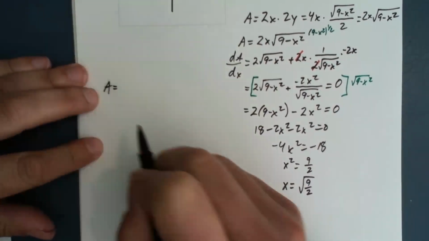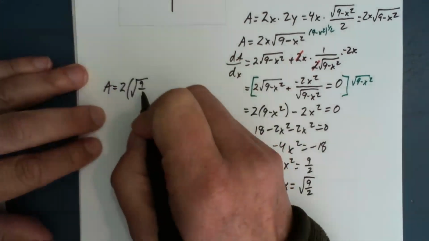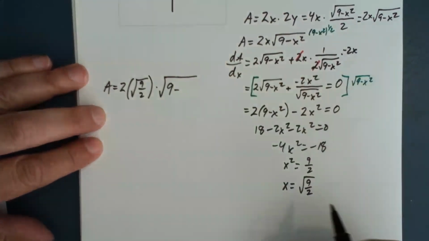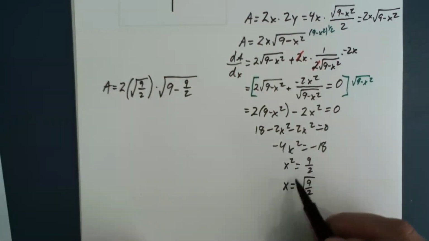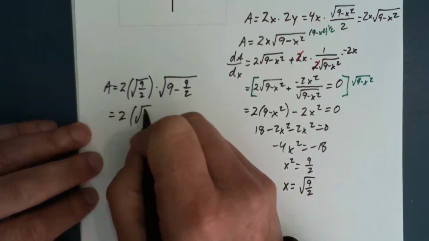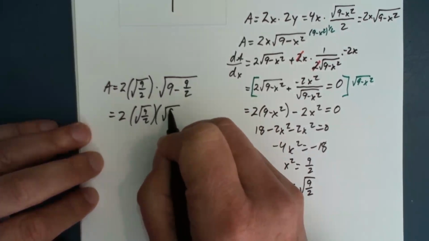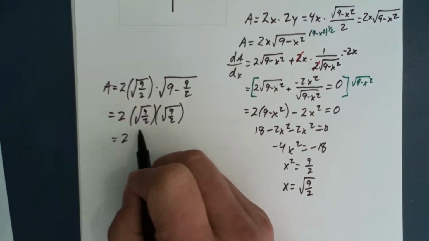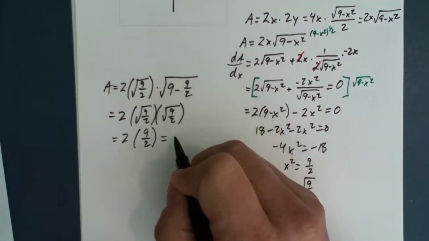So area is going to be, and we're here, 2 times the square root of 9/2 times the square root of 9 minus, here's x squared, 9/2. Right, or we could square this, just becomes 9/2. This becomes 2 times the square root of 9/2. 9 minus 9/2 is 9/2. And you'll notice that gets squared. So the radicals go away. We just end up with an area of 9.